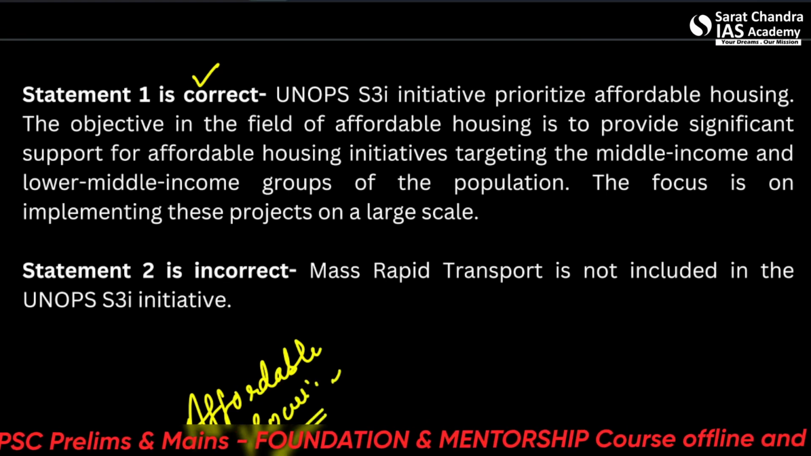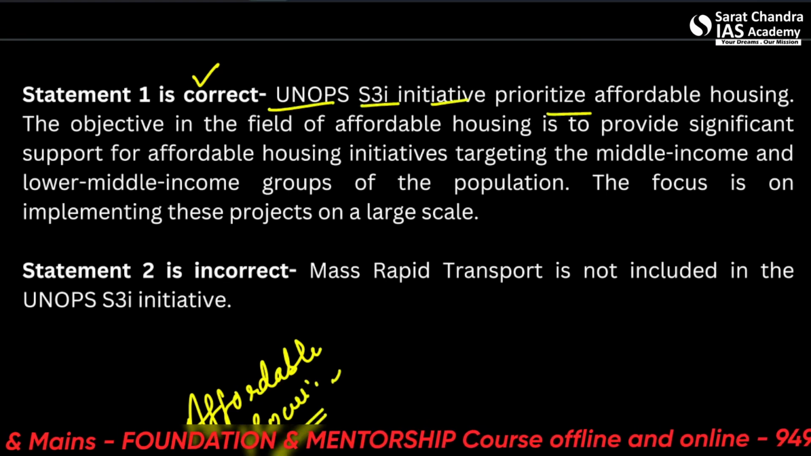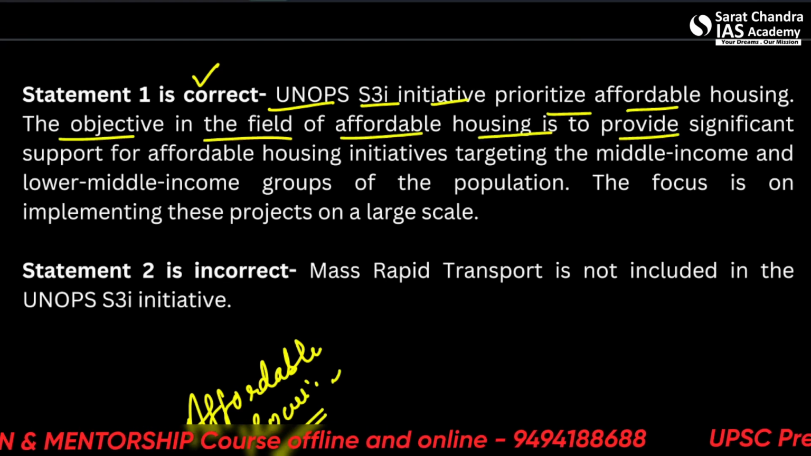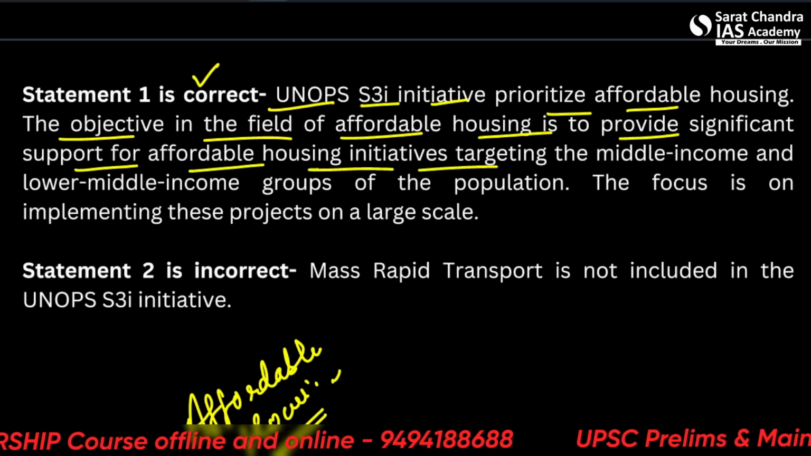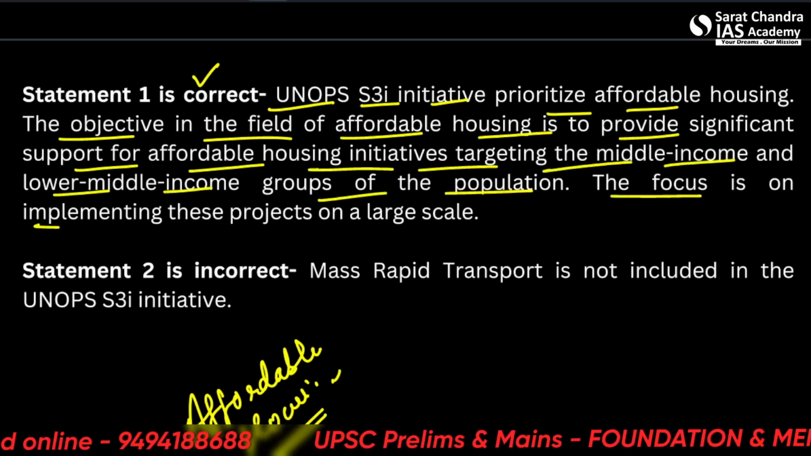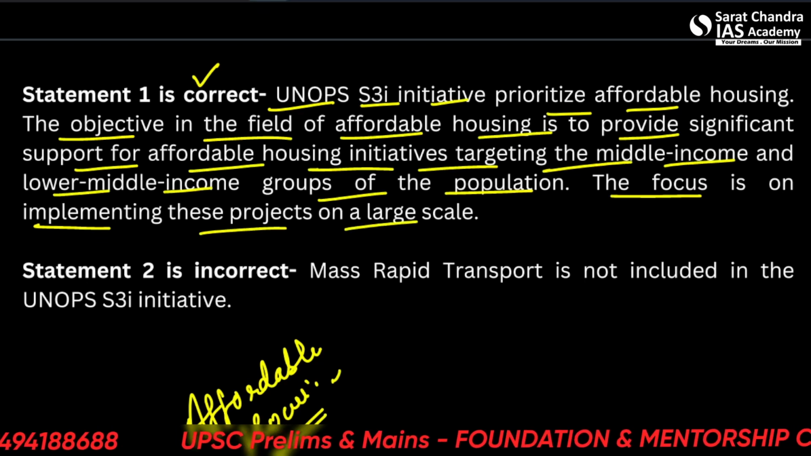So this we have already seen. The UNOPS S3I initiative prioritizes affordable housing. The objective in the field of affordable housing is to provide significant support for affordable housing initiatives targeting the middle income and lower income groups of the population. The focus is on implementing these projects on a large scale.